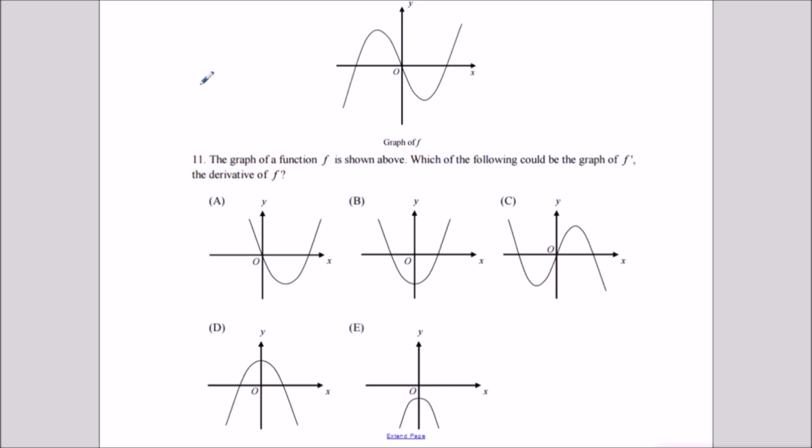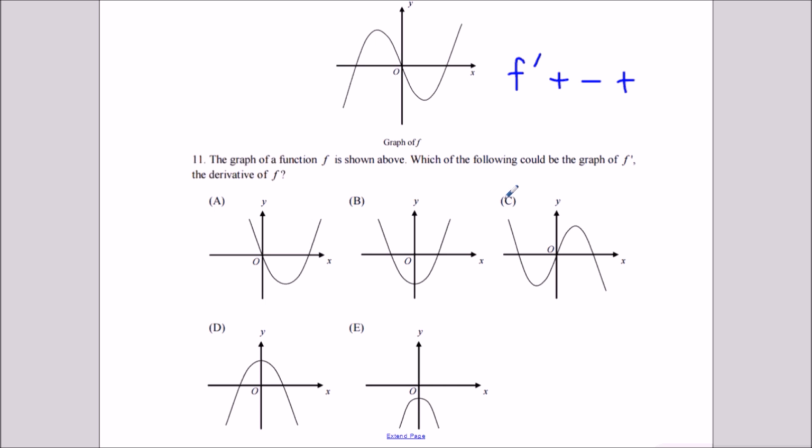Okay, for this question here, we have the graph of a function f shown above, and we want to know which of the following could be the graph of f prime, the derivative of f. So the key here is we want to describe the behavior of the derivative, because we don't have an actual function to take the derivative of. If you look at f, f is increasing, and then it decreases, and then it increases again. If a function is increasing, that means the derivative is positive. When it decreases, the derivative is negative. And once again, when it increases, the derivative or slope is positive. So we need an answer choice that goes positive, negative, positive.